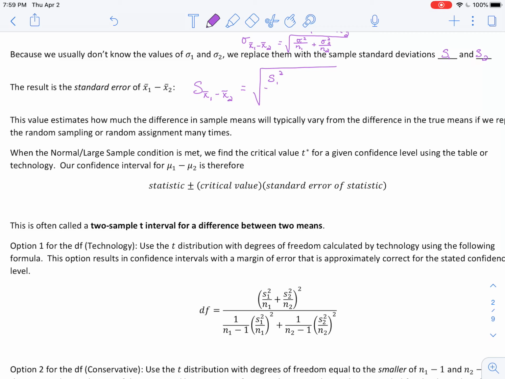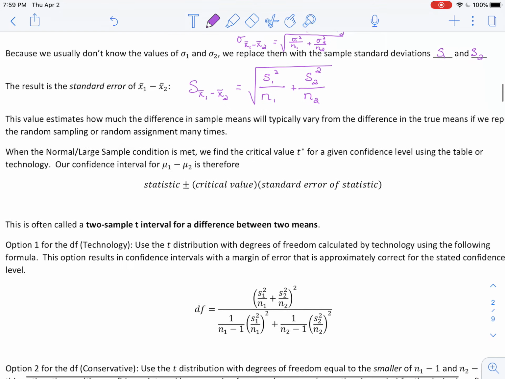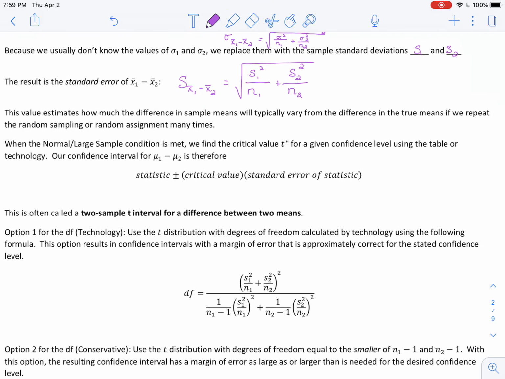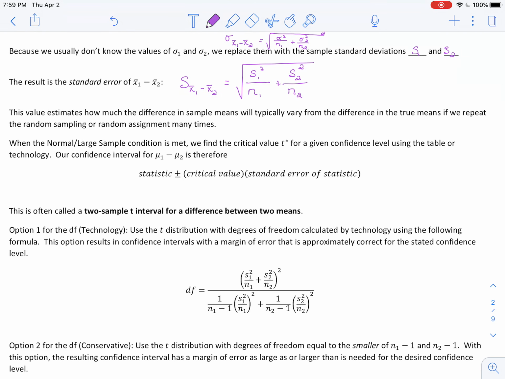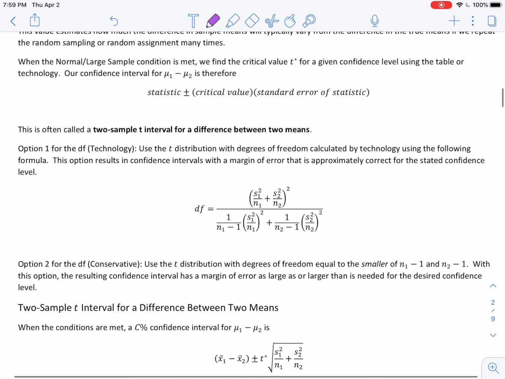I just said we don't know that. So I'm going to do the first sample's standard deviation squared divided by the sample size, plus the second sample's standard deviation squared divided by its sample size. This value estimates how much the difference in sample means will typically vary from the difference in the true means if it was repeated many, many times. So our typical description of what standard error is measuring.